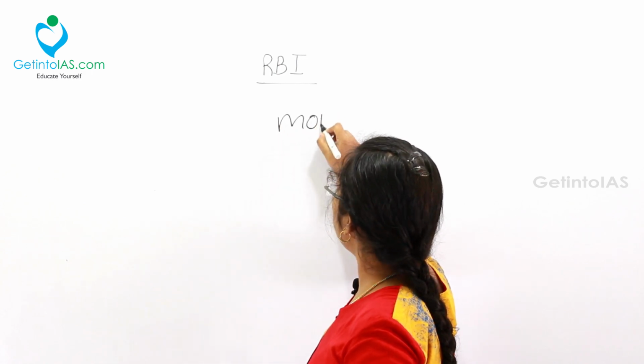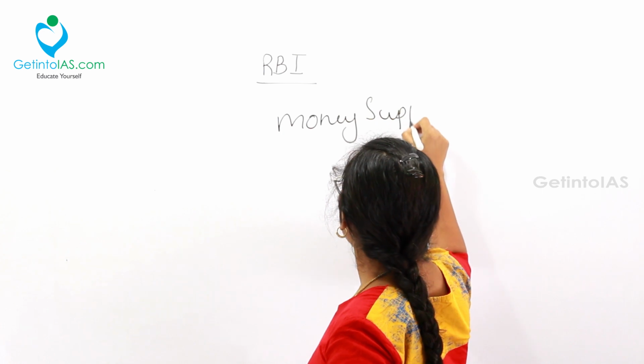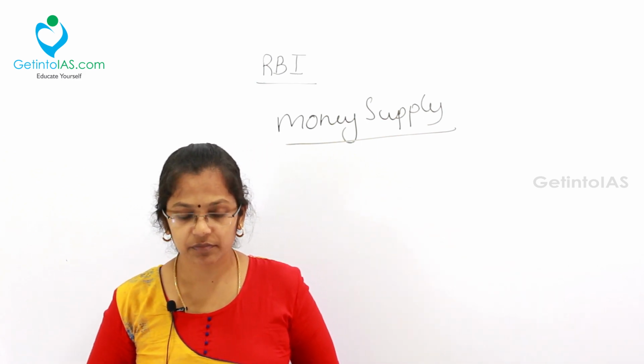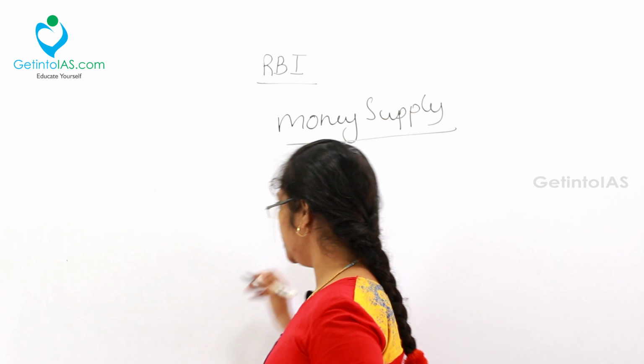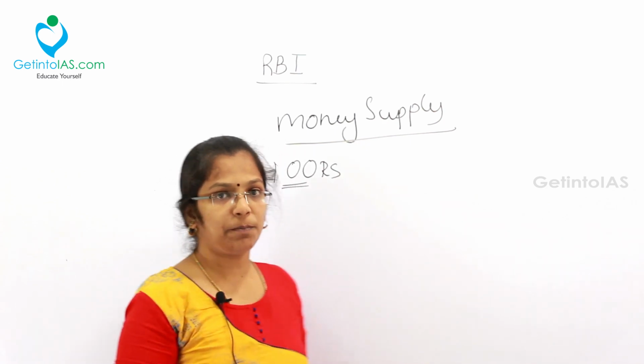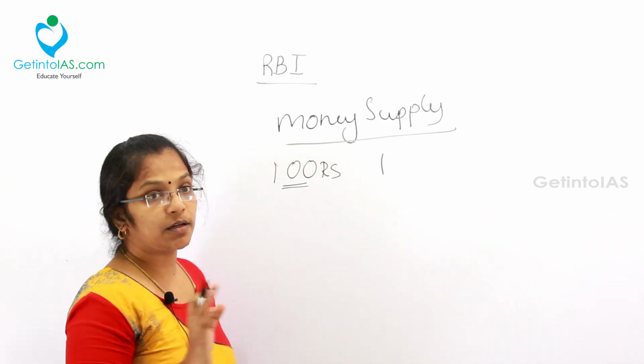See, I told you inflation is the price rise, right? The price rise may be for different reasons, which we will see in detail when we get into inflation. But now, let us assume that the price rise is because of money supply. Because of more money supply with the public, there is a price rise. How is it possible? Say for example, a person initially had 100 rupees. So for 100 rupees, he would buy, let us assume, only one shirt.